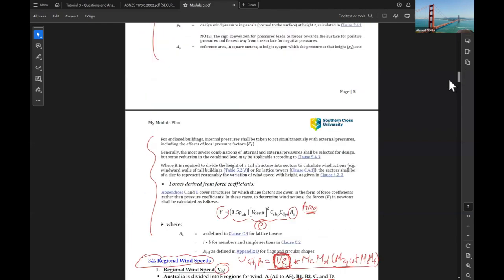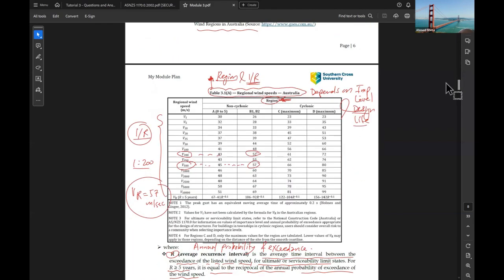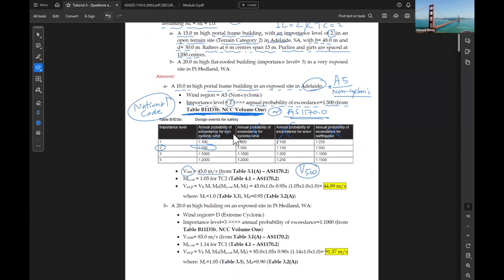As you can see, you need the standard. But anyway, I'll still see my screen, right? So now, what is V in this case? 500. What is the region? A5. So how much is the speed? 45. So here from the table, 45 meter per second is the speed.